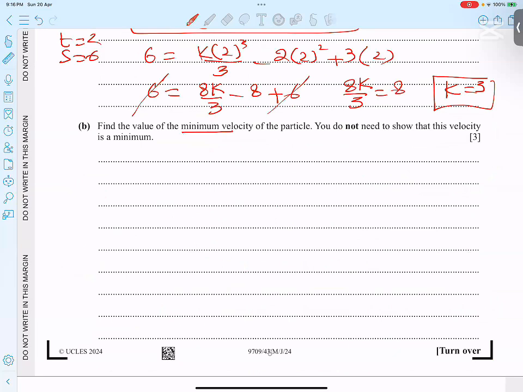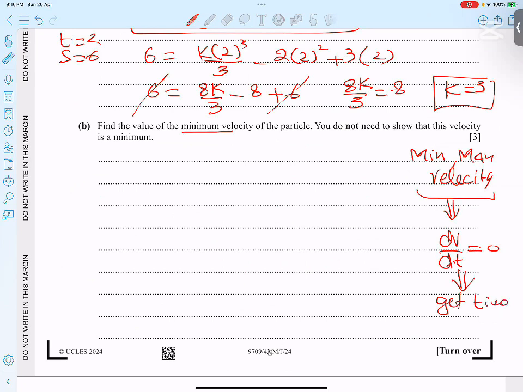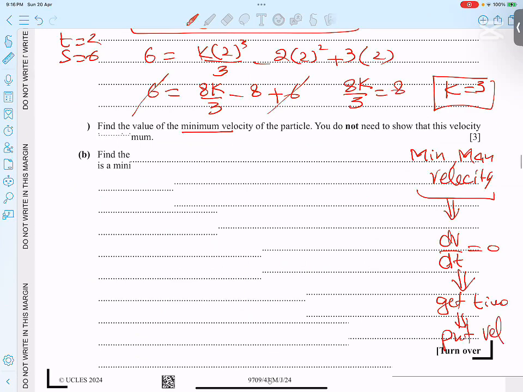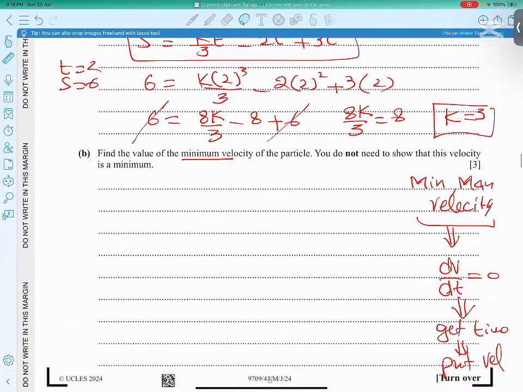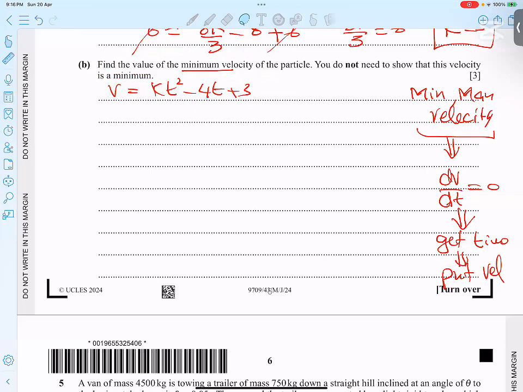Let me tell you how we do it if we go for minimum velocity or maximum velocity. We will differentiate velocity first of all, and then we'll plug in 0 and get time from here. And that time we put in the velocity equation. So this is the whole story. Let's first of all plan. I have this expression available, but K is 3 now.